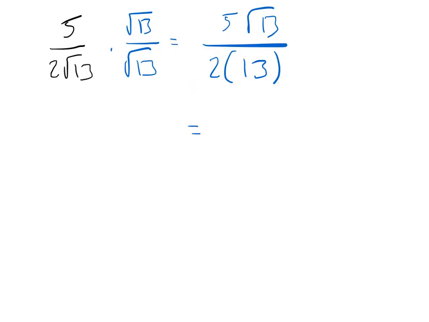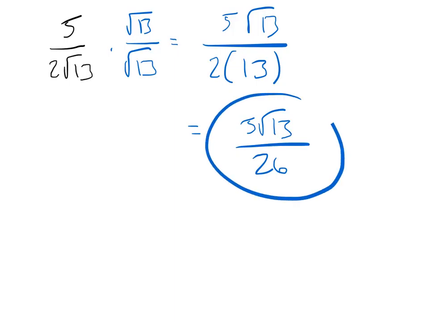So let's simplify this. We'll get 5 root 13 over 26. We do our 2 times the 13. I don't think that simplifies anymore, so that's our final answer. And notice, in our denominator, we have no more radicals. It's now a whole number, or rather a rational number instead of an irrational number.